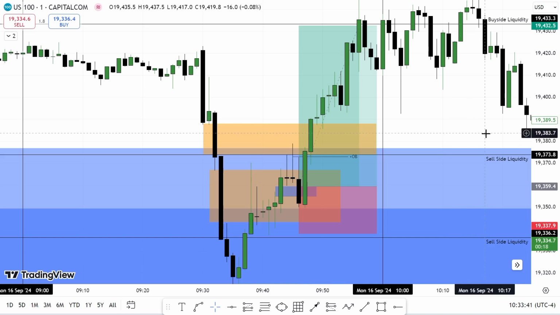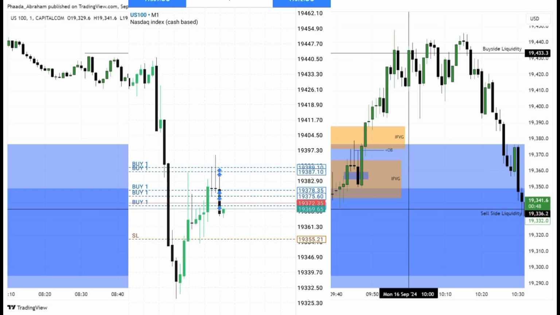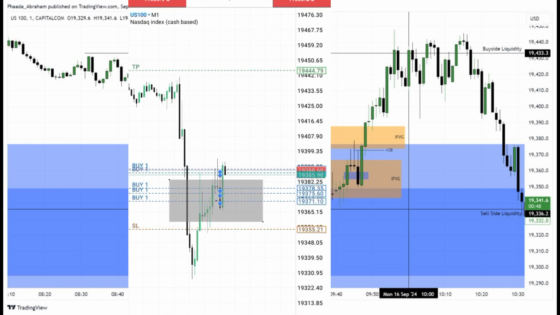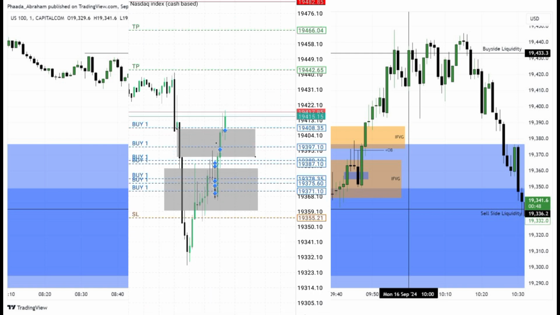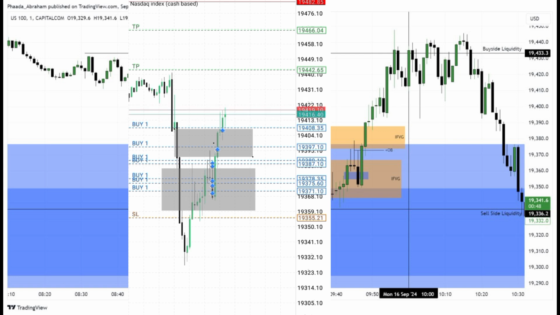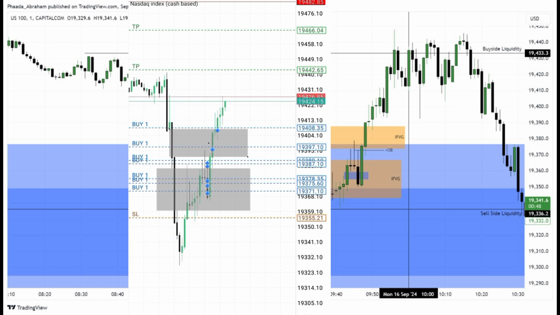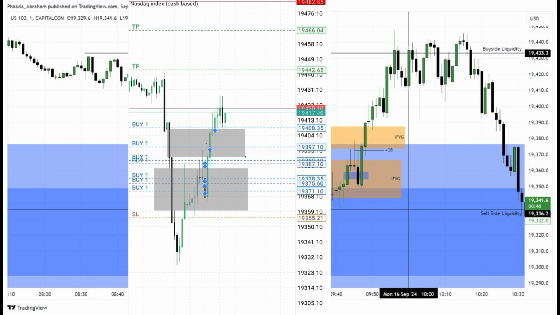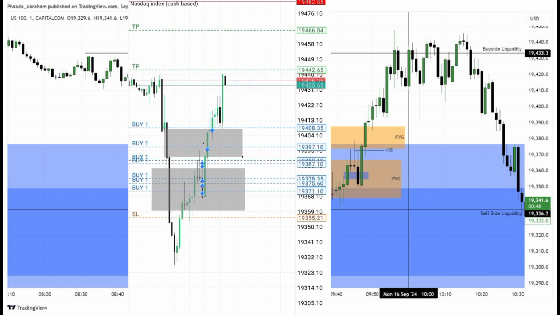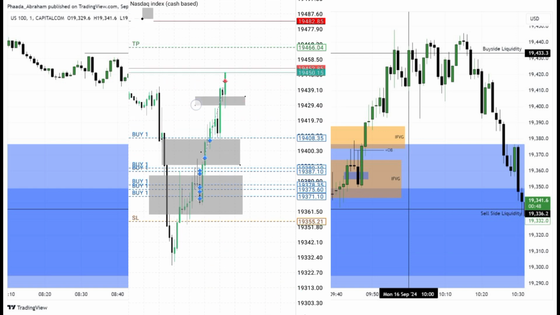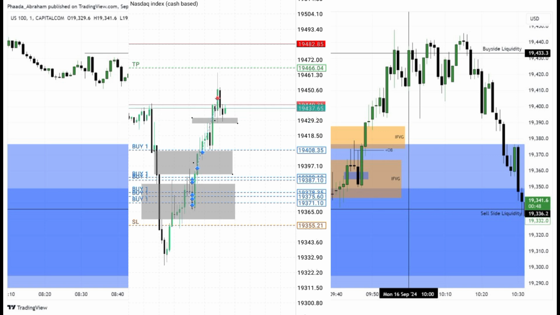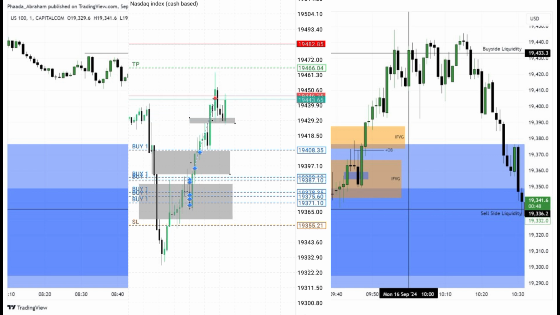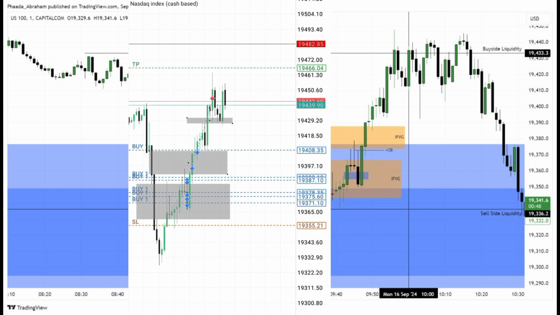If you have any question, you can drop it. This is the execution here based on that inversion fair value gap. We had the first entry at the inversion fair value gap, the second one at the bullish order block, then the next one was at the higher inversion fair value gap, targeting that buy side liquidity right there. Just at that time window, we hit the first buy side liquidity, and that would be it for the day, right? The other part does not really matter.